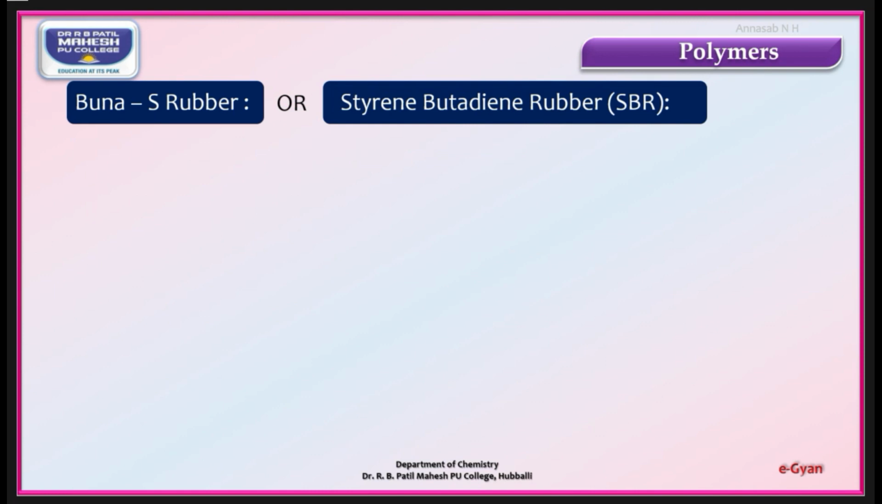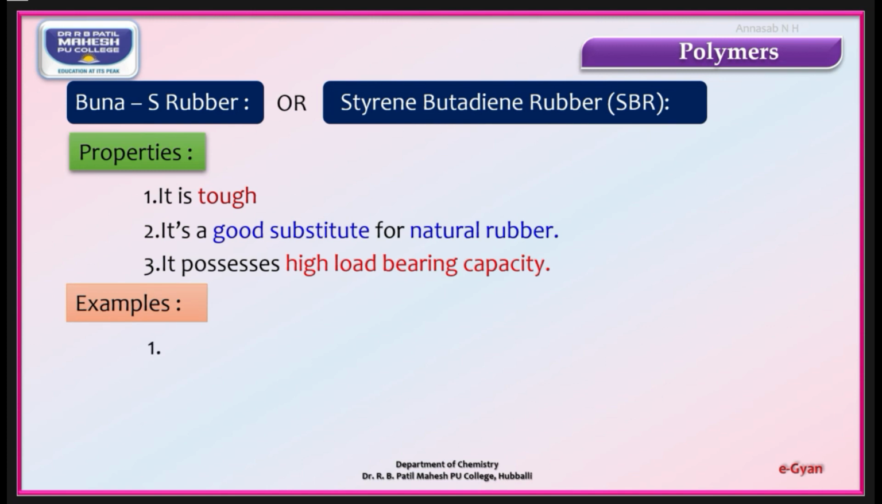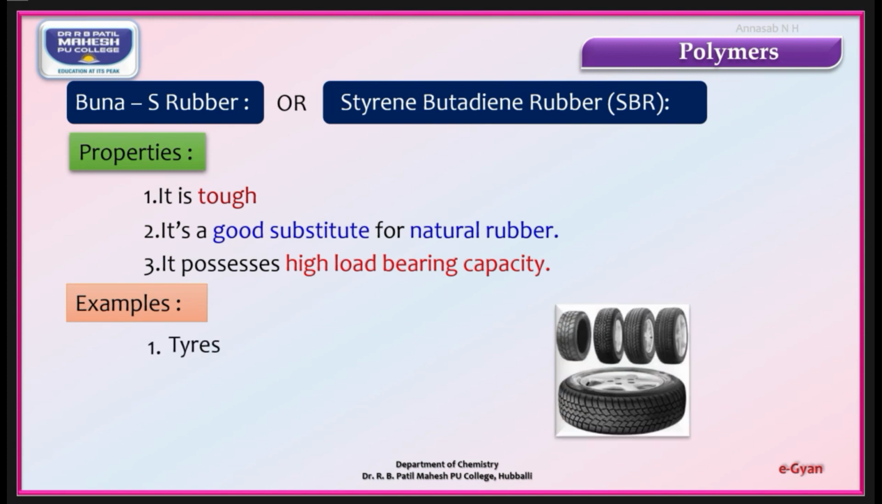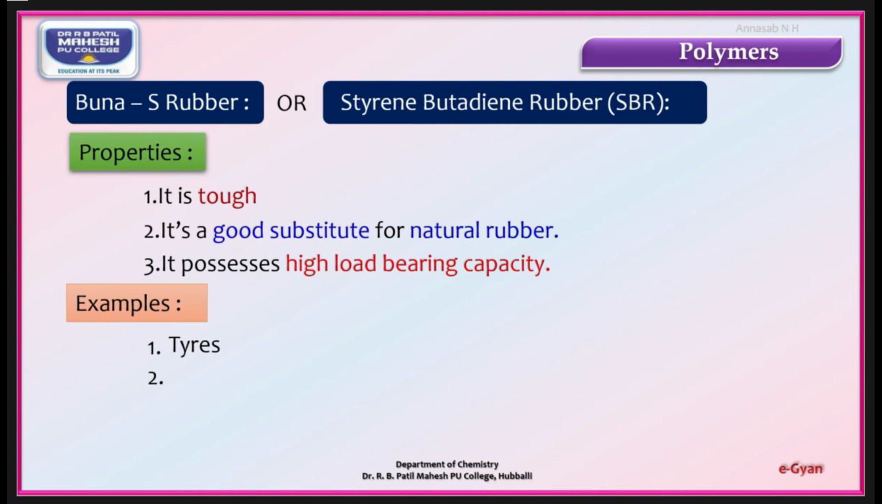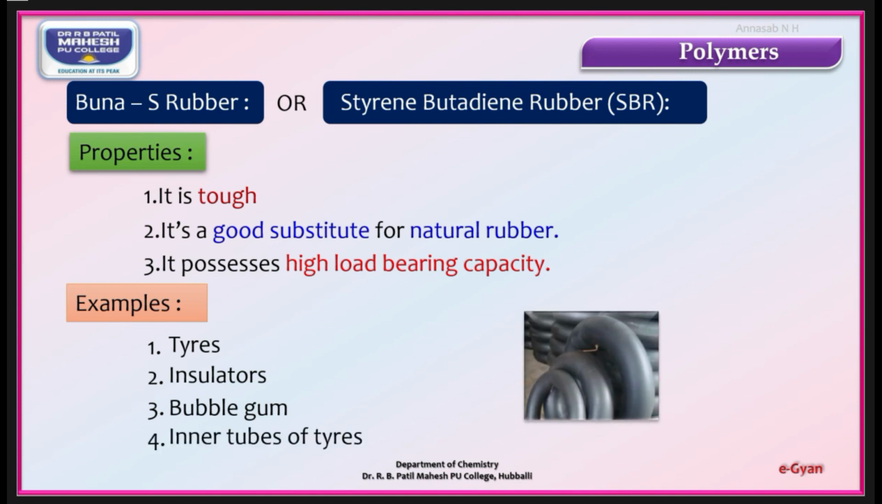Moving to the next part, that is the properties. Buna S is tough and it is a good substitute for natural rubber. It possesses high load bearing capacity. Uses of Buna S: first one, it is used in making tires. It is used as insulators. Insulator means outer cover for electric wires. And the third one, it is used in bubble gums. Next, the fourth use, which is also used in making inner tubes of tires.